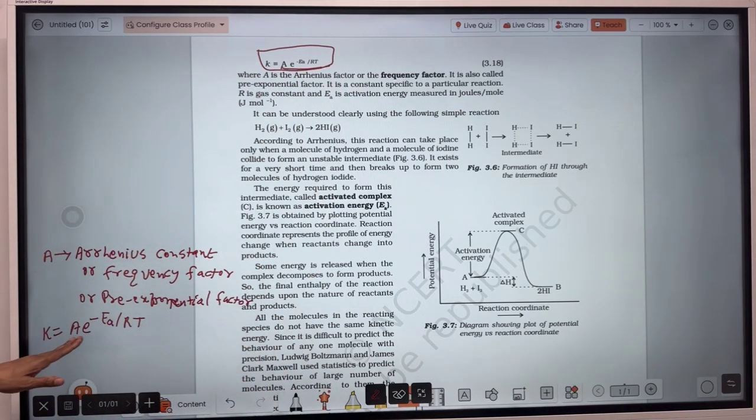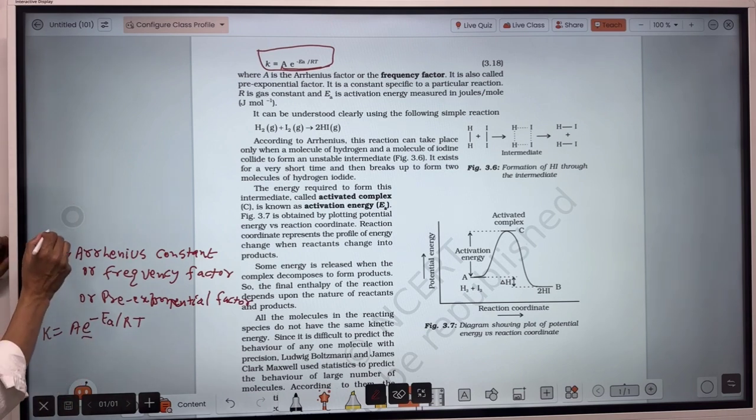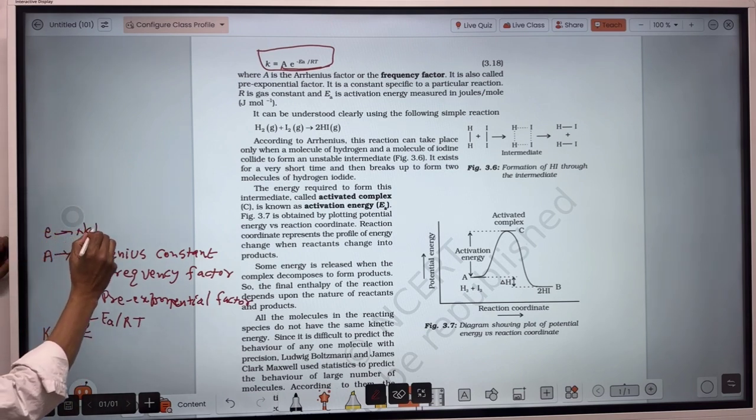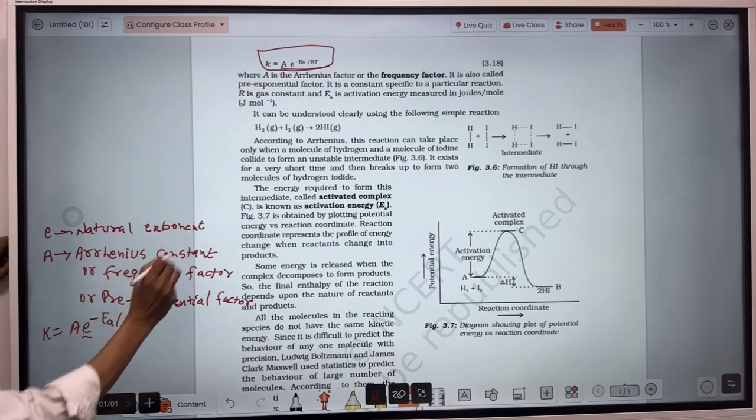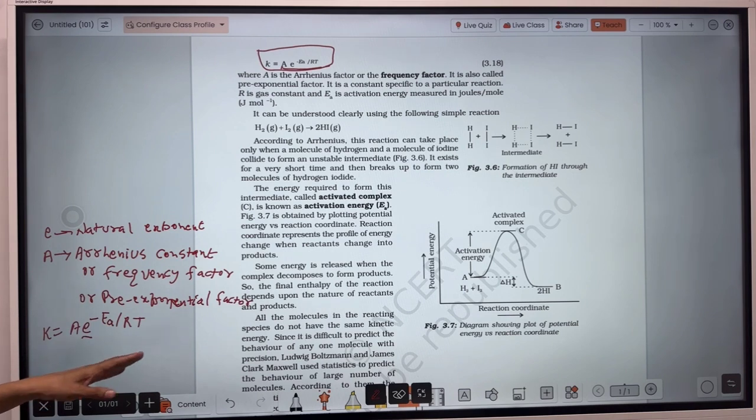Now, how do we simplify this? K equals A e to the power minus Ea upon RT, where e is the natural exponent. Now, how to derive the equation? Take the natural log, because here it is a natural exponent. So ln K will be equal to ln of A e to the power minus Ea upon RT.